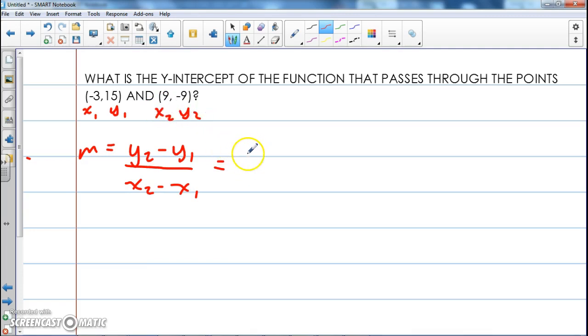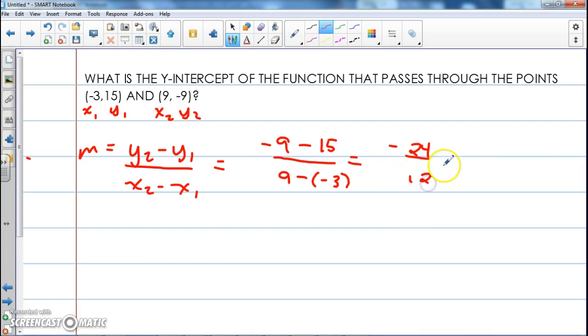Alright, now I need to plug them into the formula. So my y2 is -9, so I take -9 minus my y1, which is 15. Okay, I put that over my x2, which is 9, minus my x1, which is -3. Okay, so -9 minus 15 is -24. And 9 minus a -3 becomes 9 plus 3 because two negatives make a positive, and 9 plus 3 is 12. So -24 divided by 12 is -2. So that means my slope is -2.